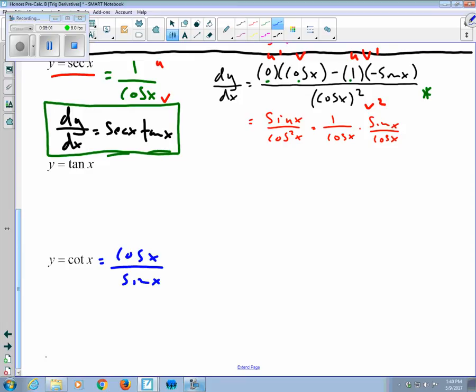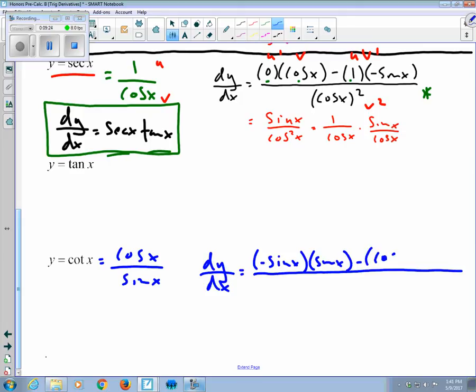So right here we'll have dy dx as equal to the derivative of our numerator cosine, which is negative sine x, times our denominator sine x, and then minus our numerator cosine x times the derivative of our denominator, and the derivative of sine is cosine x. And that's all over our sine x, which we will then square.